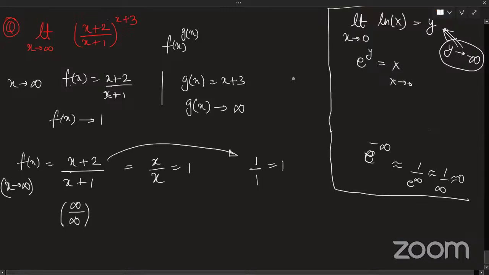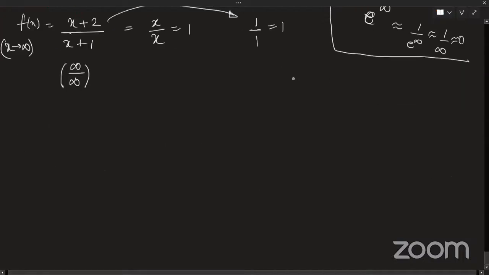So which form is this? 1 raised to infinity. f of x raised to g of x is which form? 1 raised to infinity, sir. Correct. It is 1 raised to infinity. How do we solve 1 raised to infinity? We take e raised to f of x minus 1 into g of x. This is what we do.